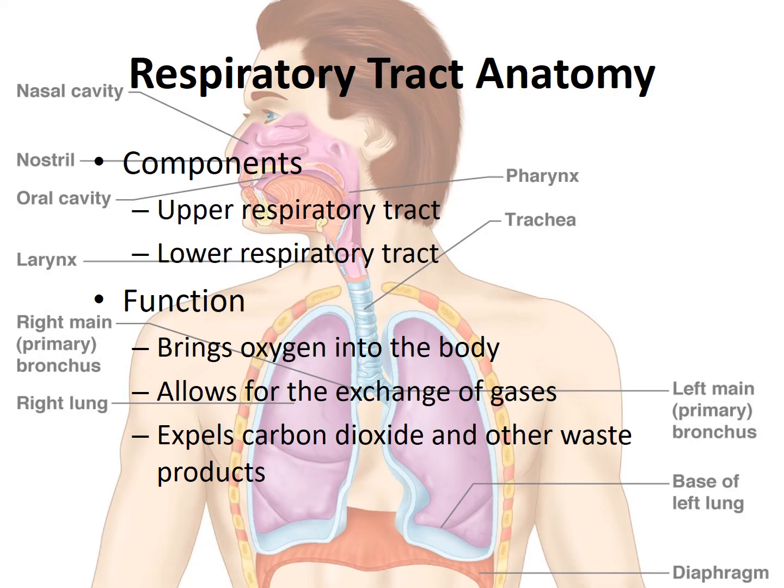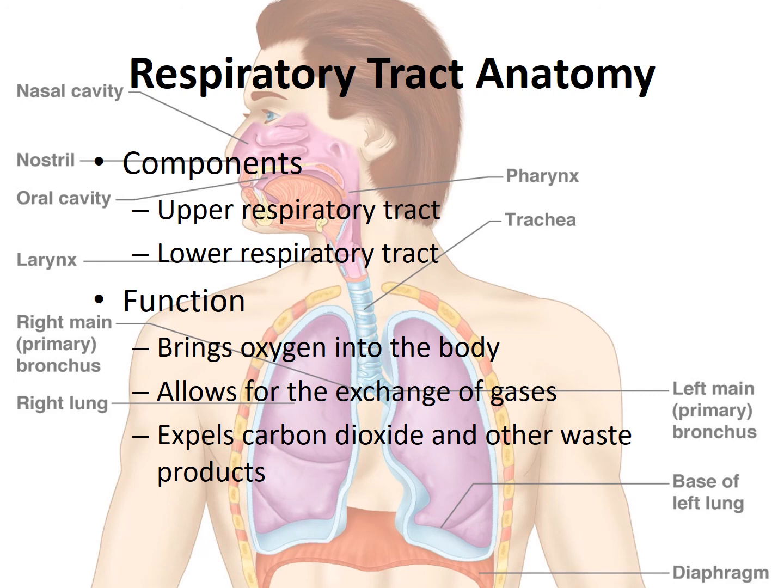The respiratory tract anatomy, just a brief overview. It does begin with the mouth. As you inhale, air, oxygen, will go down the back of the mouth, which you see is the pharynx. Sometimes we'll refer to that as the oropharyngeal area. If we go further down that respiratory tract, we will then reach the trachea.